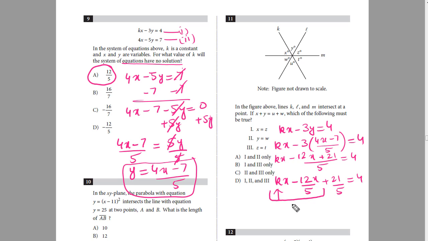So when k is equal to 12 over 5, 12 over 5x minus 12 over 5x will become 0. So that's the answer, option A.